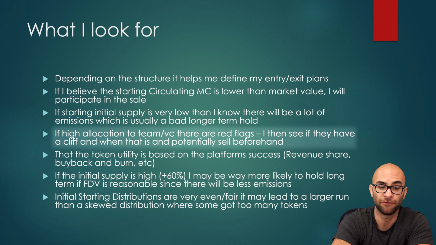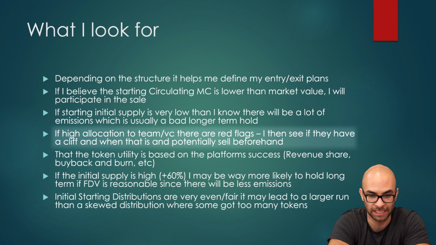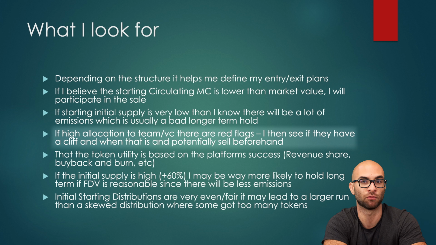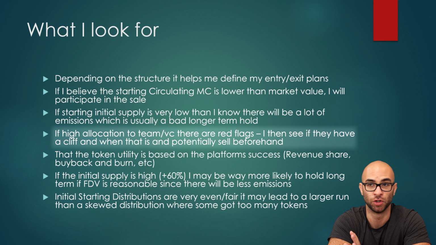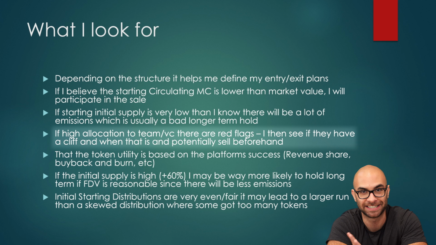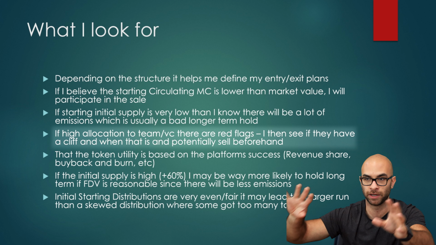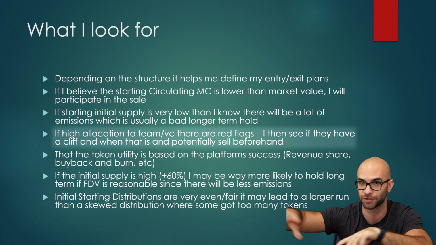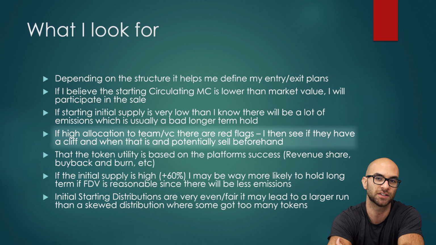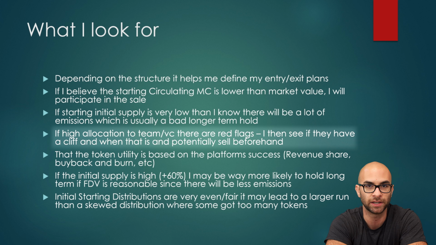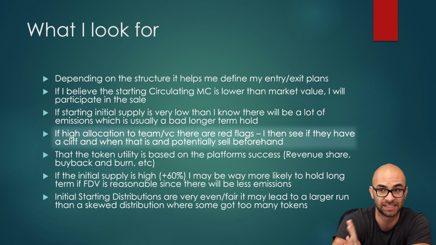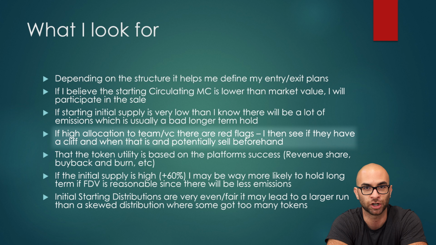Another point is if there is a high allocation to the team or VC, this can be a red flag for me. A lot of these new projects coming out kind of scapegoat and get like 30 to 50% of the supply by saying, oh, we have development, and oh, we have marketing, and oh, we have advisors, and then we have team. And it's like, okay, this is all a team allocation. And whenever they have way too much of the supply, they're really going to have a huge impact on the price. Yes, it's okay for them to have an incentive to work on the project, but when they're giving themselves a ton of tokens, this is a red flag for me.